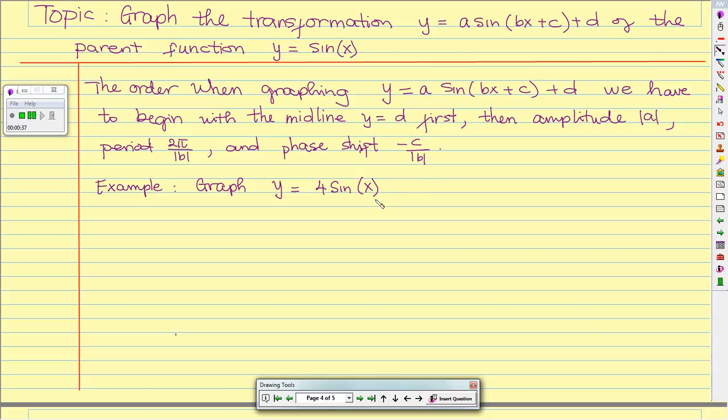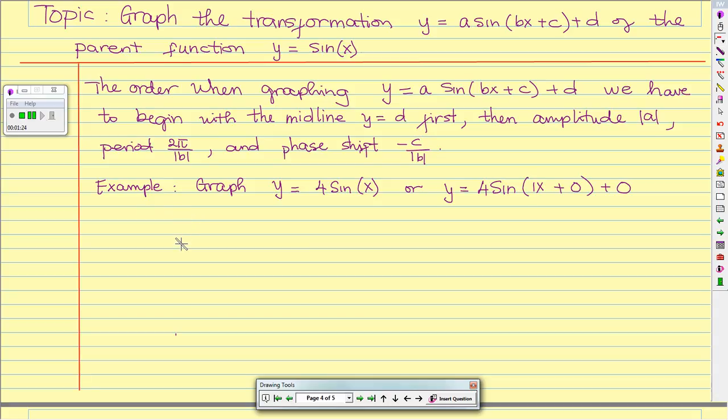So let's begin with the example. Graph the function y equals 4 sine of x. If you look at this function, you can see right away that your b is 1, your c is 0, and your d is 0. If you cannot see it, you can rewrite it as y equals 4 times sine of 1x plus 0 plus 0. So your d is 0, and since d is 0, we can begin with the graph right now.